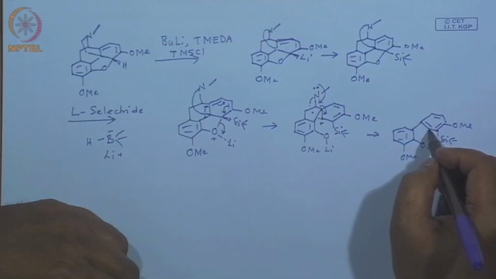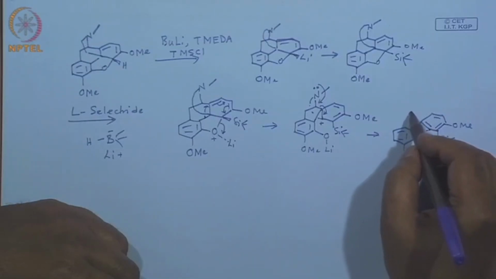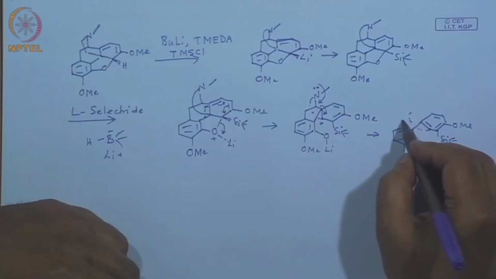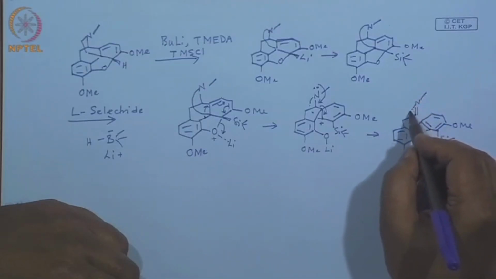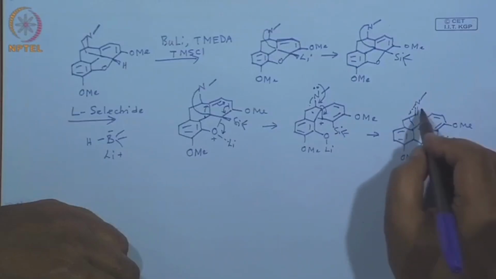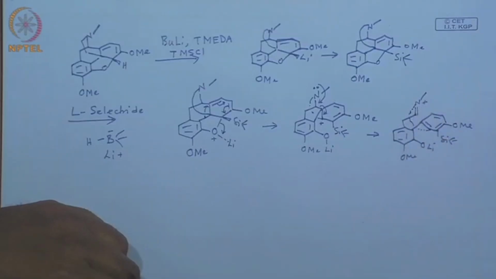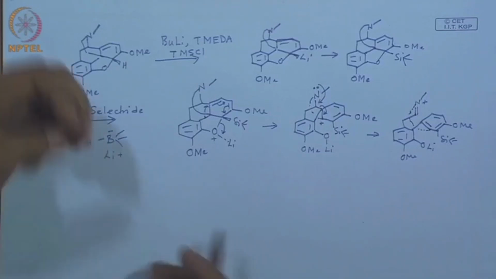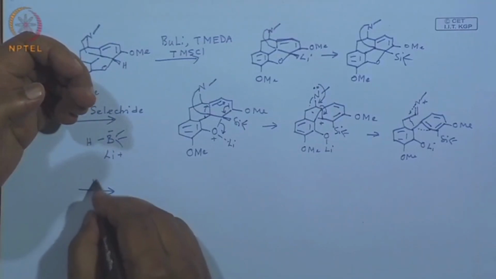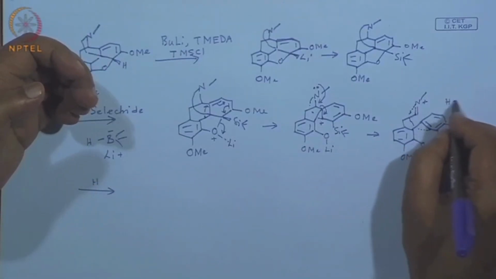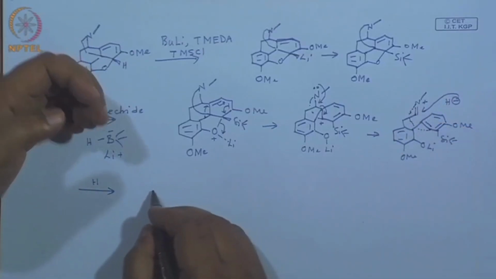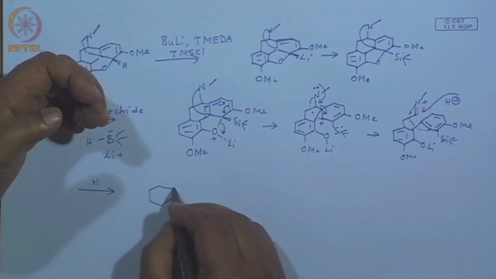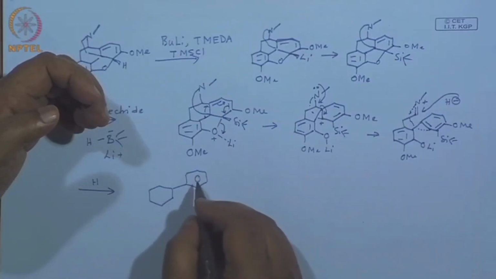Then this bridge here, and you have now nitrogen and methyl. So, this is a bridge, and then you have this iminium ion, right. And the next thing would be hydride attacking, hydride from this L-Selectride would be attacking. So, eventually what you will get is a tricyclic compound.